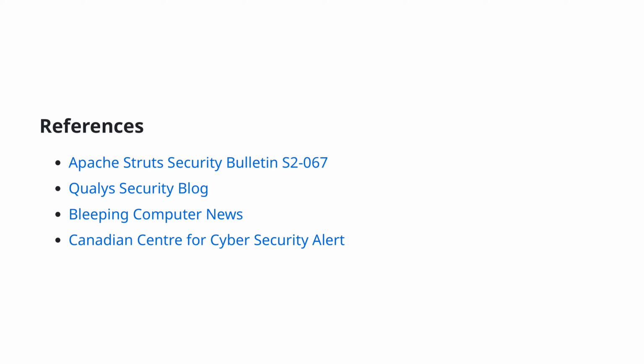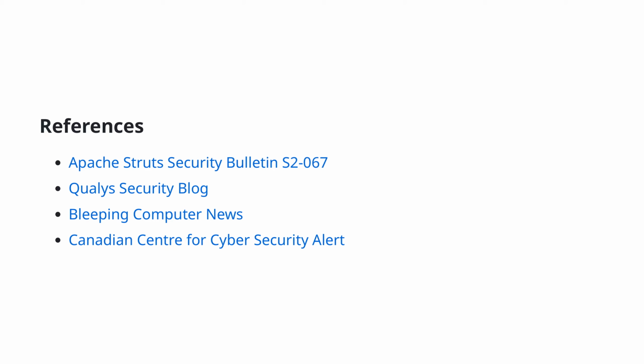In this slide, we have compiled several key references that are essential for understanding the context and impact of CVE-2024-53677. The Apache Struts Security Bulletin S2-067 is a primary document that provides comprehensive details on this vulnerability. Additionally, the Qualys Security blog offers insights from a cybersecurity firm renowned for vulnerability management and threat intelligence.